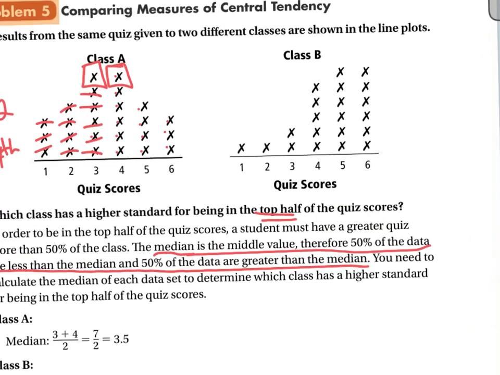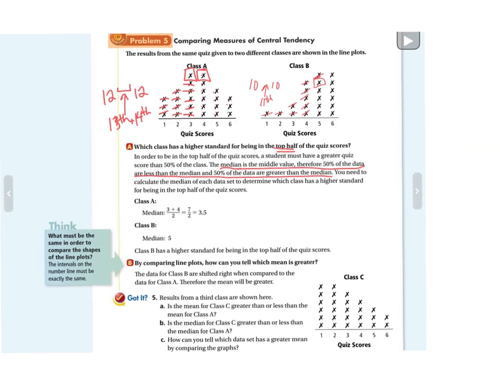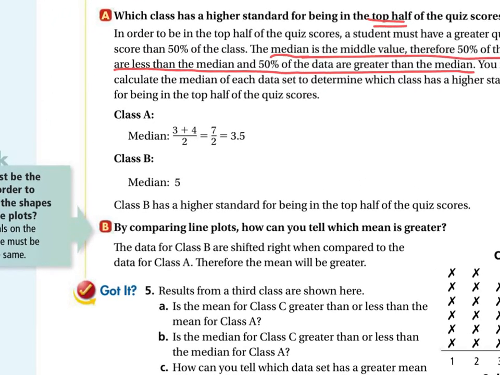For Class B, there's 21 numbers, so it would be the 11th number. 10 on each side gives us the 11th number. 1, 2, 3, 4, 5, 6, 7, 8, 9, 10, 11th number, which is a 5. So out of that, the median for Class B is 5.